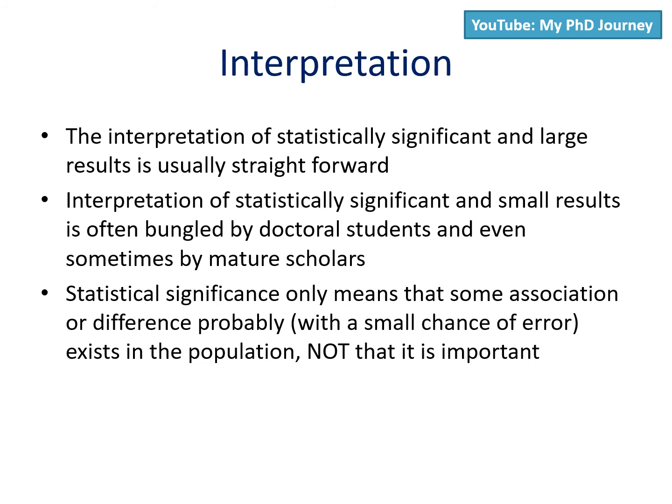Interpretation. The interpretation of statistically significant and large results is usually straightforward. Interpretation of statistically significant and small results is often bungled by doctoral students and even sometimes by mature scholars. Statistical significance only means that some association or difference probably, with a small chance of error, exists in the population, not that it is important.